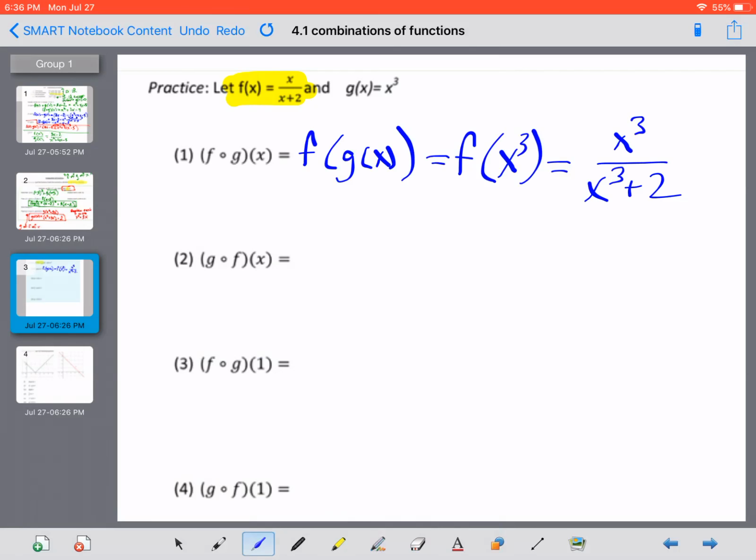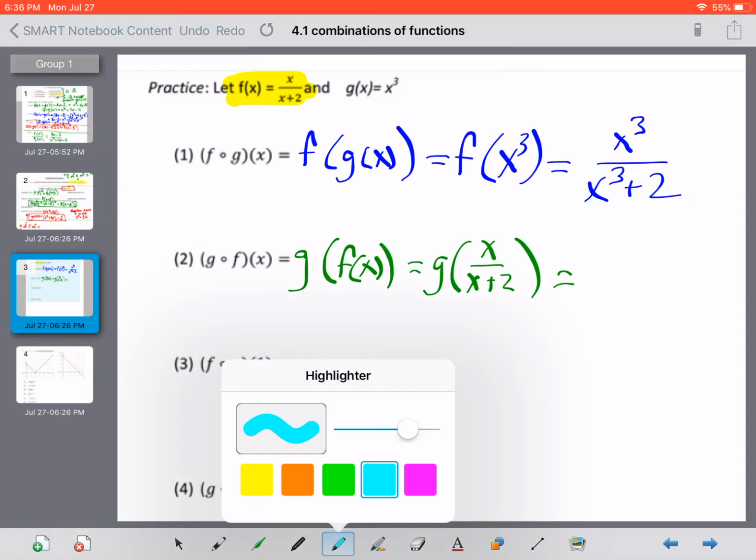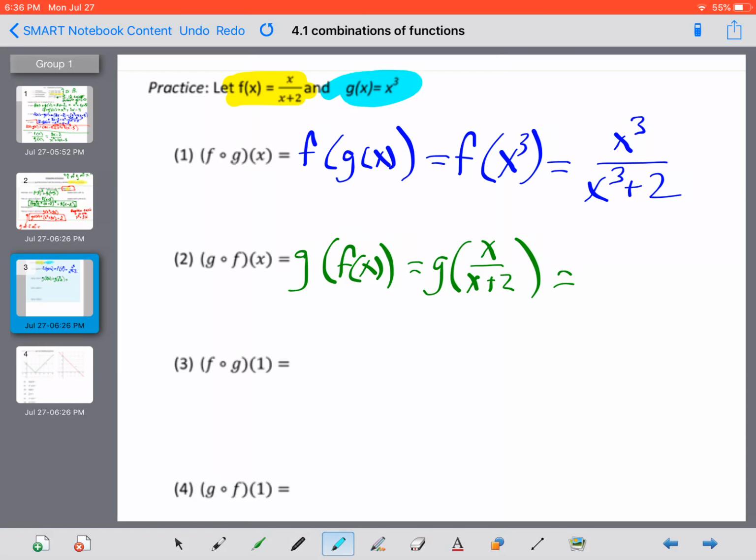Alright, now what about g of f? This is a reverse, so this time I'm plugging f of x into the g function, which means in the g function I'm going to replace every x value with f of x, which is x over x plus 2. So now you're going to look at the g function over here and replace every instance of x, that's just this x cubed part here, with x over x plus 2. So I've replaced my x in the g of x function with x over x plus 2, and I get this rational function raised to the third power.